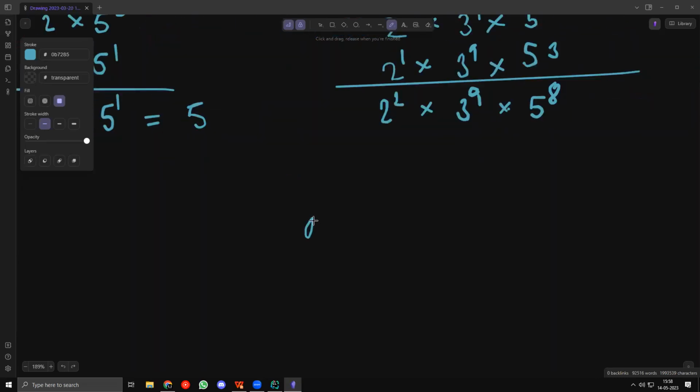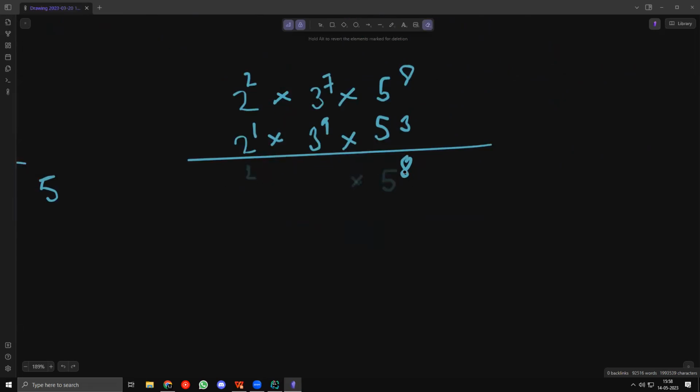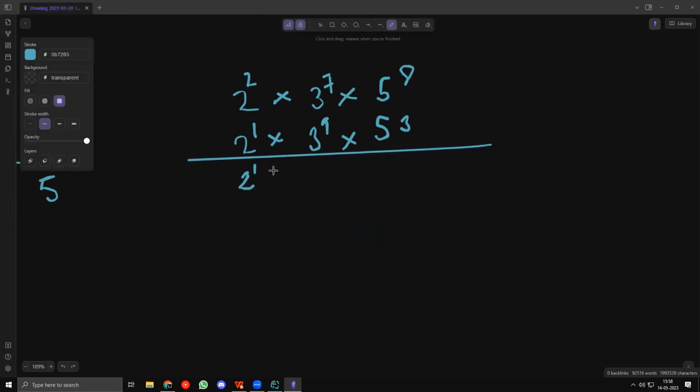Let's say I have two numbers over here, and I want to take the GCD, right? Let's say I take the GCD of these two numbers. That will be 2 to the power of 1 into 3 to the power of 7 into 5 to the power of 3. Now, this is the GCD. And the LCM is 2 to the power of 2 into 3 to the power of 9 into 5 to the power of 8, right?